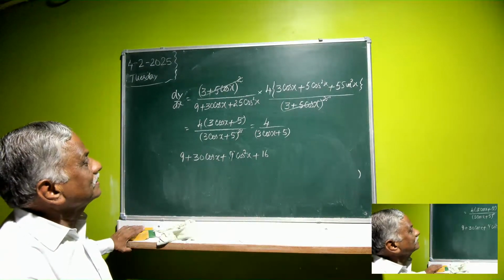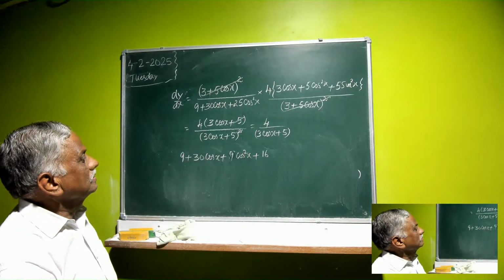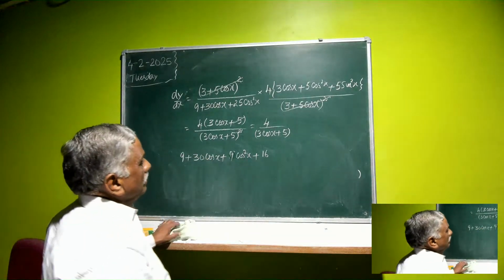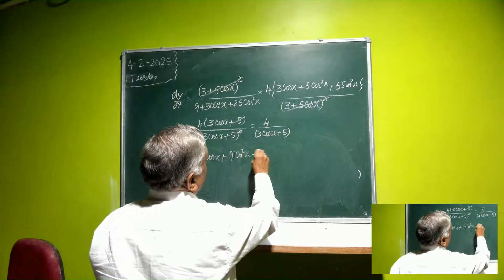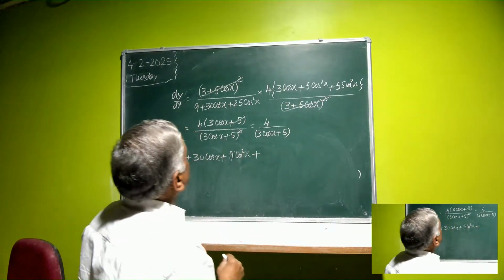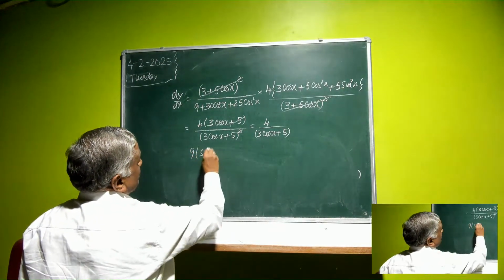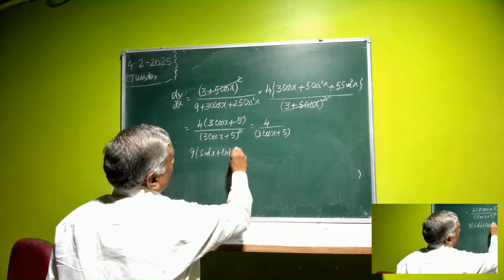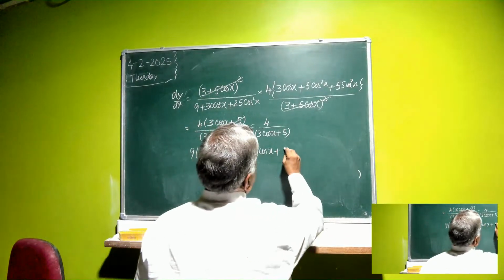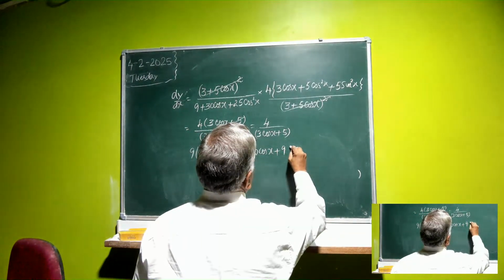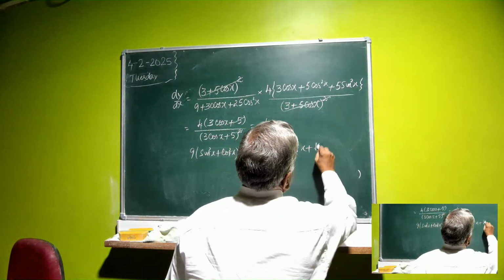3 plus 5 cos x, you should get. So 30 cos x, we are writing this as 9 cos square x plus, let us write 9 as 9 into sin square x plus cos square x, plus 30 cos x plus 9 sin square x plus 16 cos square x.